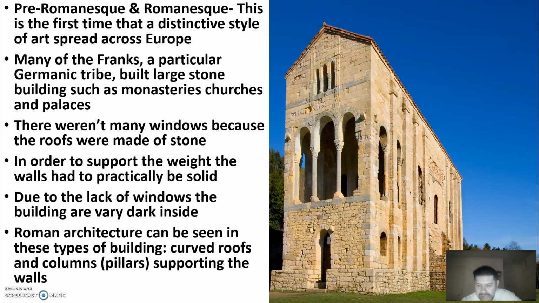Now, the Roman architecture can be seen. It's very visible if you look at this picture: the curved roofs, and most particularly the columns or the pillars. If you look at the very front of it, up on top, you can clearly see two pillars right there. And if you look even higher on the top level, there are two little pillars as well. These were used to support the walls. A very Roman particular style.